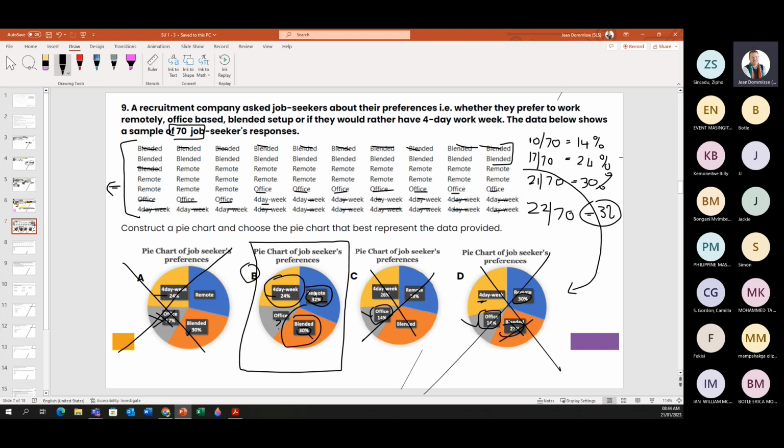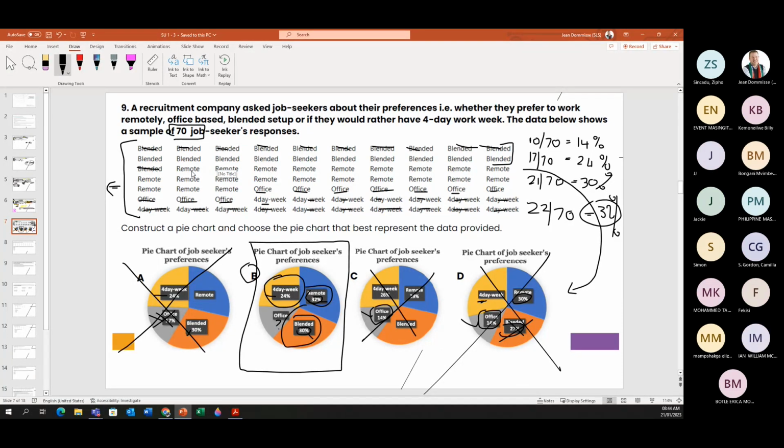Okay, cool. So that is, if you get a set of data, this data can be quantitative, where they give you numbers.